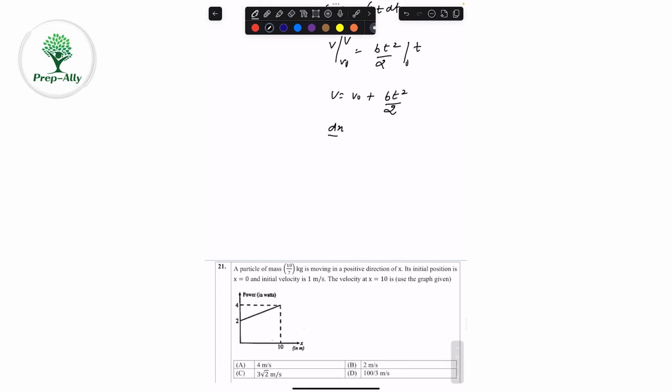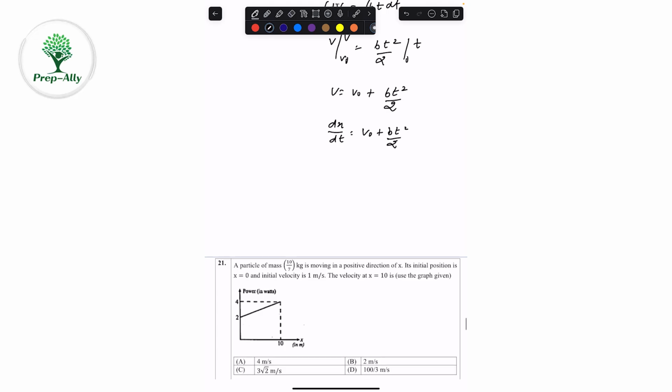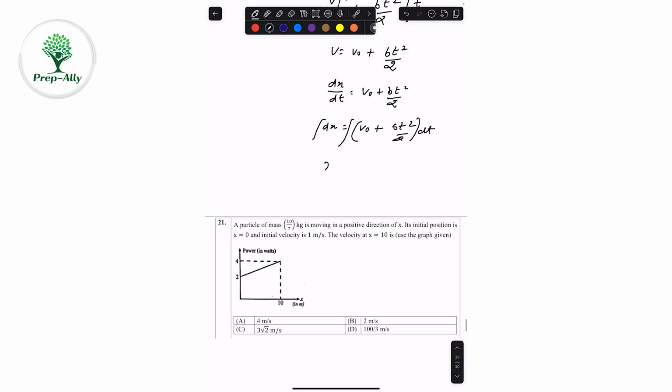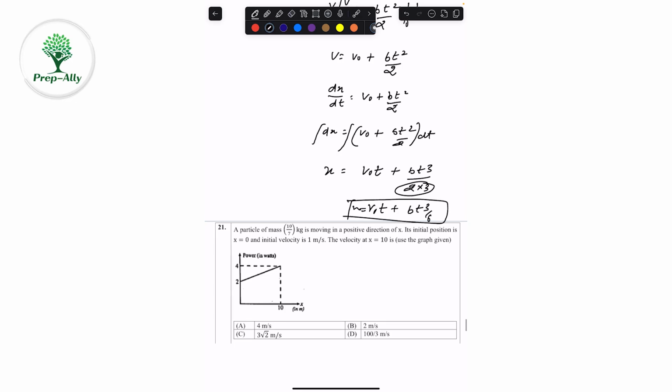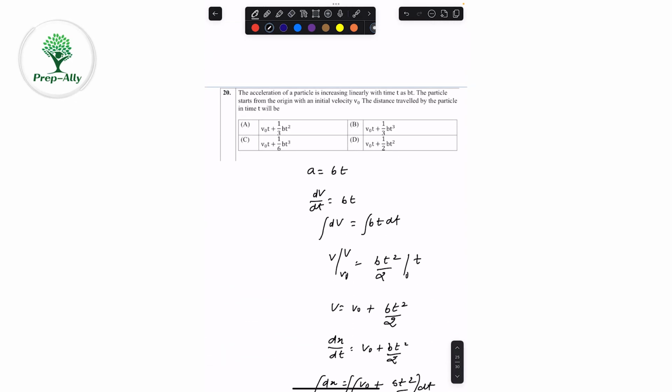Now v is basically equal to dx by dt, is equal to v0 plus bt square by 2. From here dx is equal to v0 plus bt square by 2 dt. Integration, it is starting from 0, so we got x is equal to v0 t plus bt cube, 2 was already there and 3, so it got 6. So we have v0 t plus bt cube by 6 is equal to x. This much distance it is traveling, which is in option number C. So C will be the answer, and this is how you can solve these types of questions.